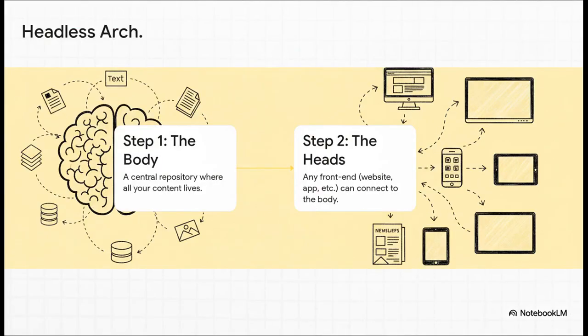And it works in a really simple two-step way. First, you've got the body. This is your central hub, your single source of truth for all your content, all the text, all the images, all the data. And second, you have the heads, and notice that's plural. A head can be your website, of course, but it can also be an iPhone app, an Android app, an email campaign, even a digital sign in a store. You can attach as many different heads as you need to that one body.